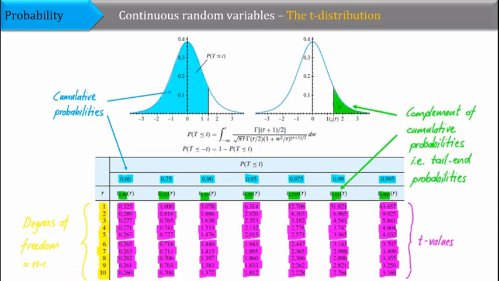Right, and then if we look at the green over here, that is simply the complement of the cumulative probabilities. We call them the tail end probabilities because they are sitting in the tail. They're usually small probabilities and they're on the right hand side. So if we take the 0.6 and the 0.4, we'll get 1. So if we have a T value in this first column, let's say for example 0.265, then the probability of being less than this value will be 0.6 and the probability of being greater than it will be 0.4.